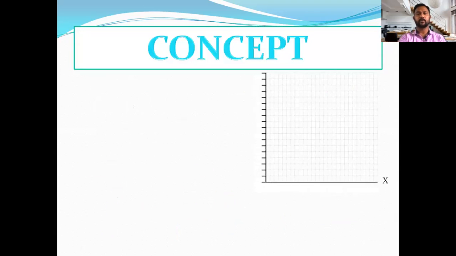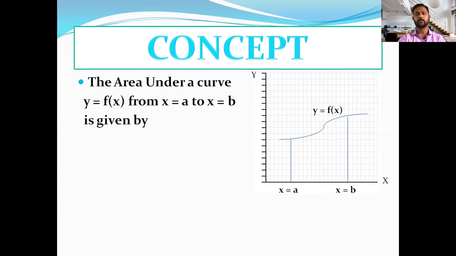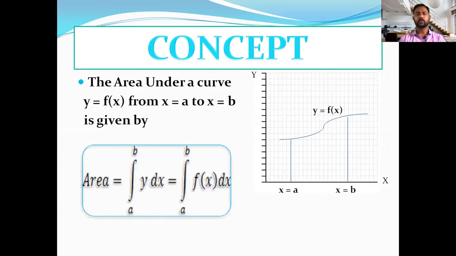Consider the graph of such a function y is equal to f of x. We are considering the extremities x equal to a and x equal to b. Then what we are going for is the area under this function f of x from x equal to a to x equal to b. We saw that it is given by integral a to b y dx. Y is actually f of x. Therefore, the area under this curve between the extremities x equal to a and x equal to b is given by integral a to b f of x dx.